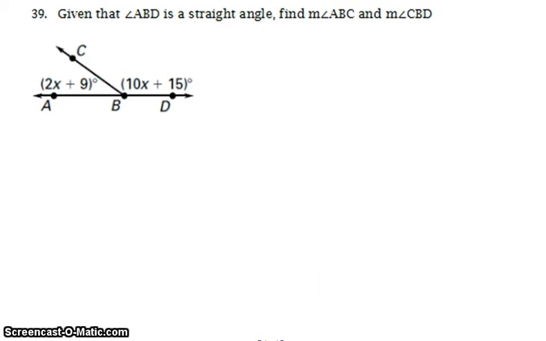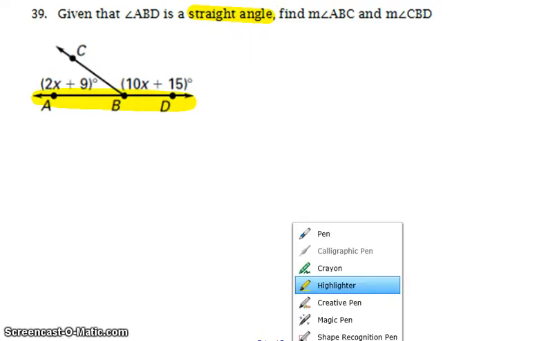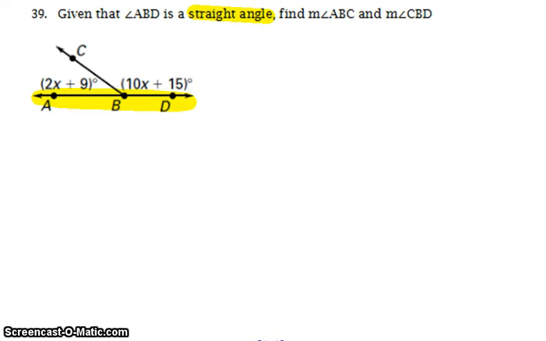It says that angle ABD is a straight angle. So this angle is a straight angle. And remember, straight angle simply means straight line, and straight lines always add to equal 180 degrees. Now, with that in mind, they want us to use that information to find the measure of angle ABC, which is this angle, and they want us to find the measure of CBD, which is this angle.